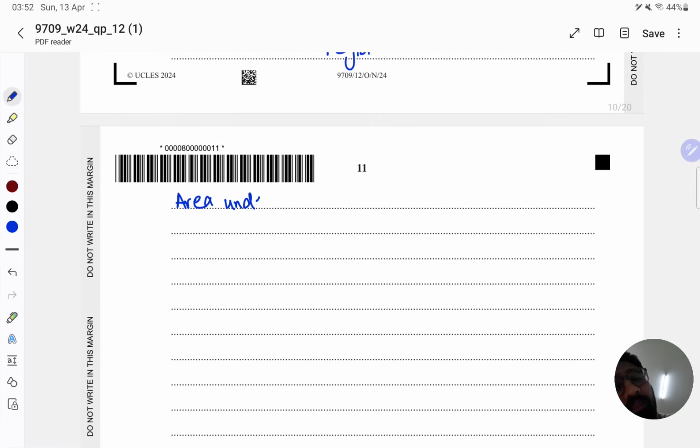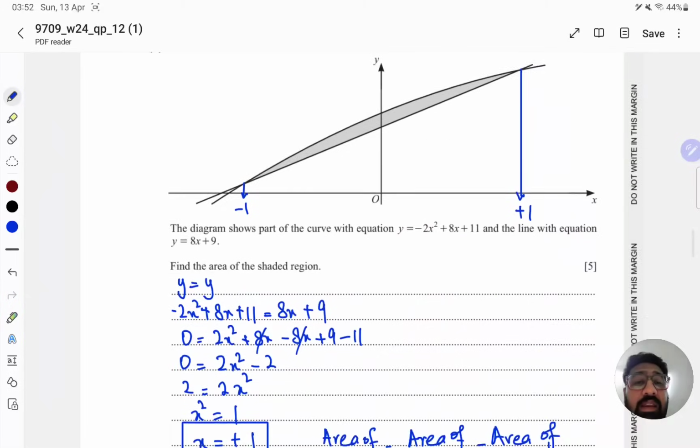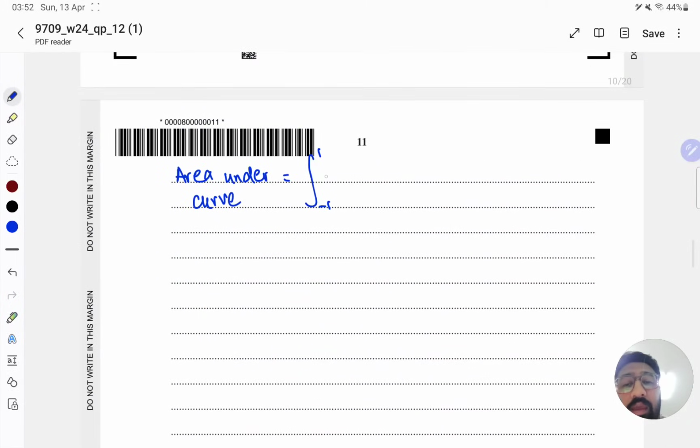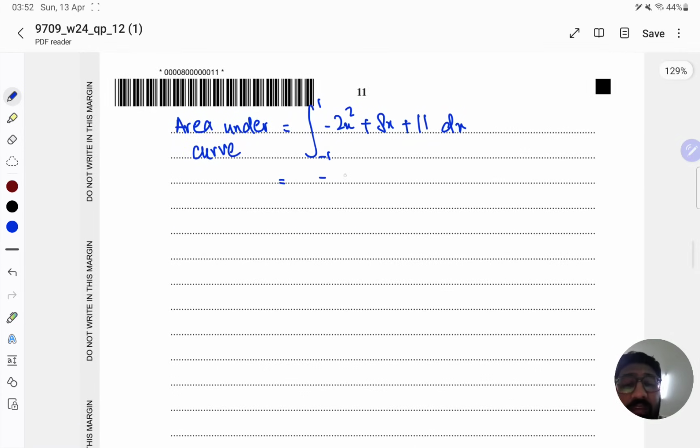Area under the curve. So the limits that we have are from 1 till minus 1, and the equation is minus 2x square plus 8x plus 11 dx. So if we integrate, it will be minus 2 divided by 3 x power 3 plus 8x squared divided by 2 plus 11x, and the limits are 1 to minus 1. Now we just substitute these limits.